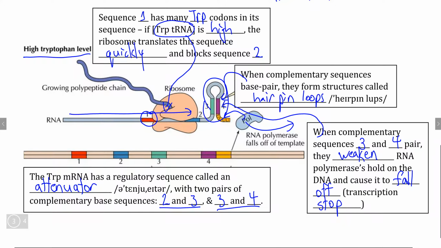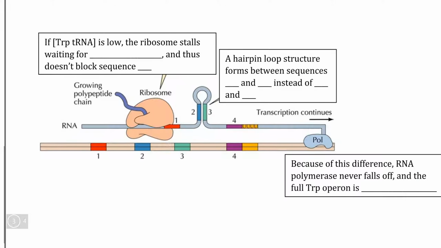Now, the reason why attenuator sequences are only relevant and found in bacteria is because normally you don't get transcription and translation occurring at the same time. In eukaryotic cells, ribosomes are found outside of the nucleus, whereas RNA synthesis only takes place within the nucleus, meaning that this regulation method is not possible in eukaryotic cells.